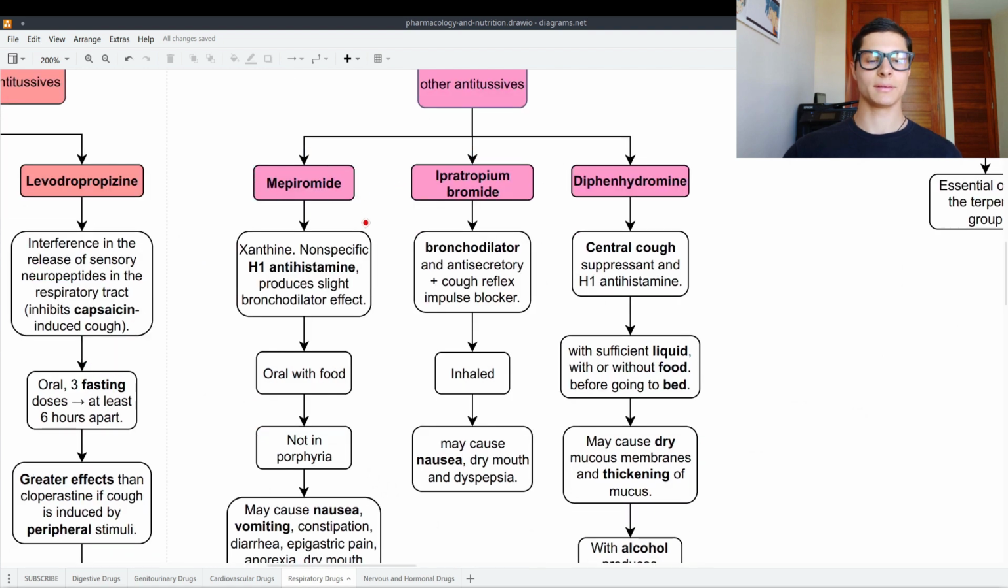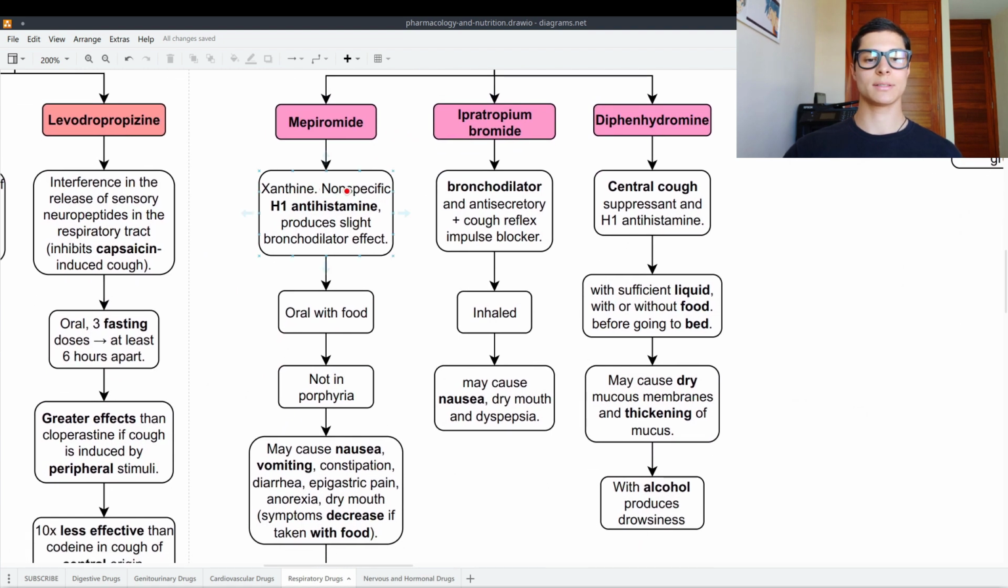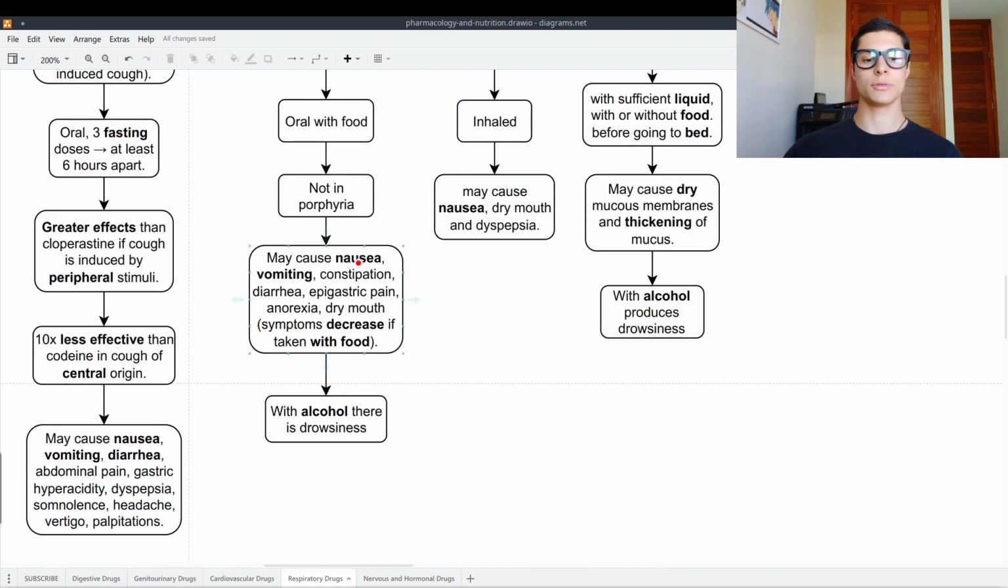The mepyramide, it is a xanthine and it acts as a non-specific H1 antihistamine. It produces a slight bronchodilator effect as well. Taken orally with food, not in porphyria, and it may cause nausea, vomiting, constipation, diarrhea, epigastric pain, anorexia and dry mouth. These symptoms decrease if taken with food. That's why it is very important. And with alcohol there is drowsiness.